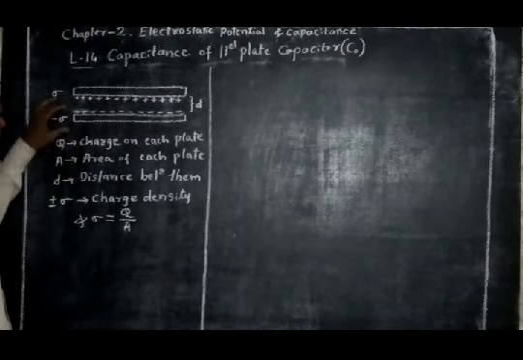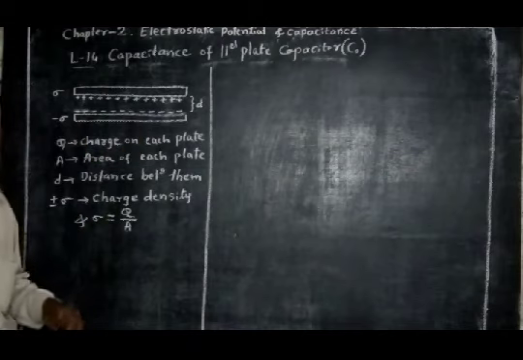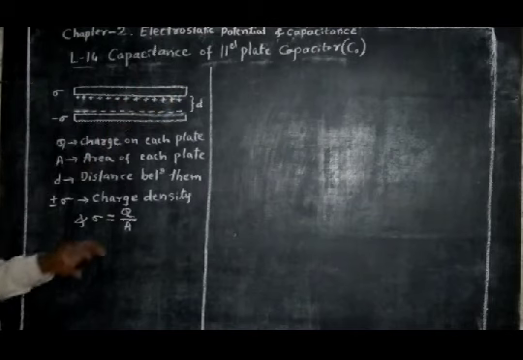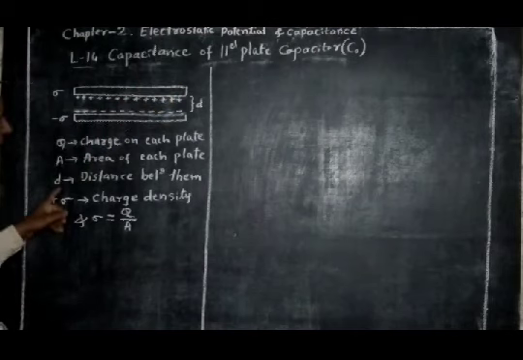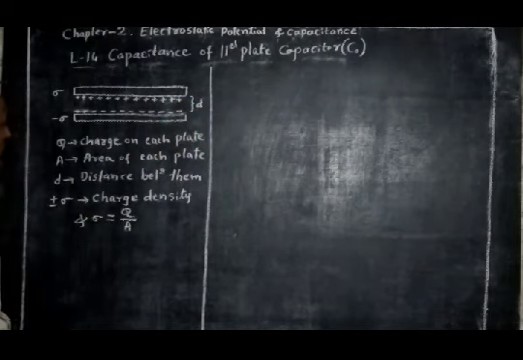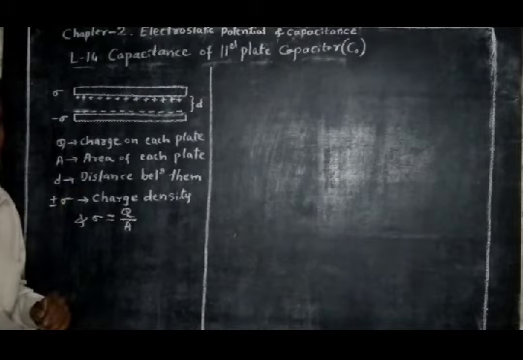Let sigma be the surface charge density on the positive charged plate and minus sigma the surface charge density on the negative charged plate, and A be the area of each plate, and small d is the separation or the distance between the two plates, and Q is the charge on each plate.